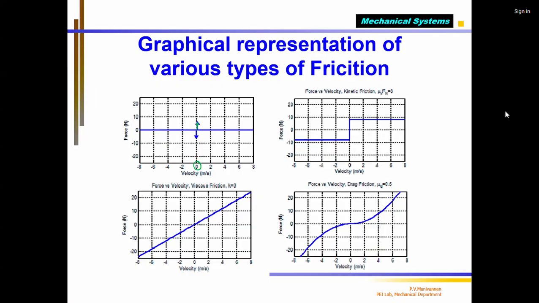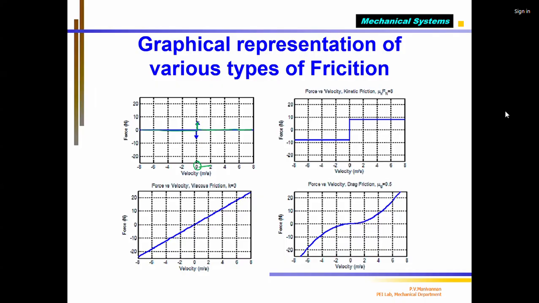That means velocity is 0, with an opposing force. Once the object starts moving, velocity increases. From 0, it becomes 1, 2, 3. Automatically, you can say that the static friction is 0. Static friction is there as long as you are trying to move, but the object is not moving, so there is no relative motion.